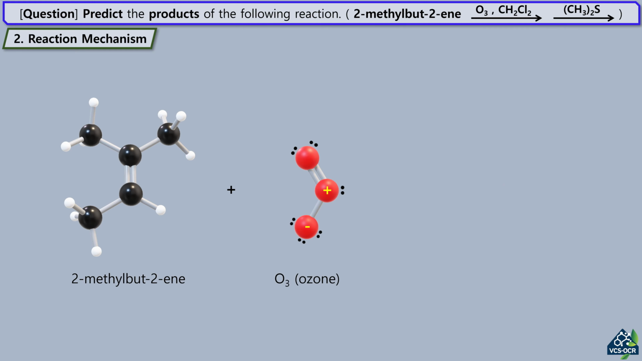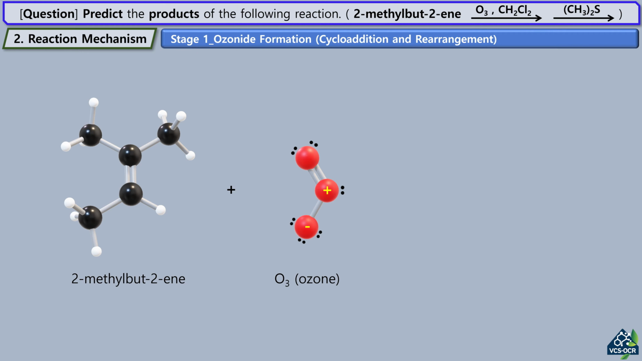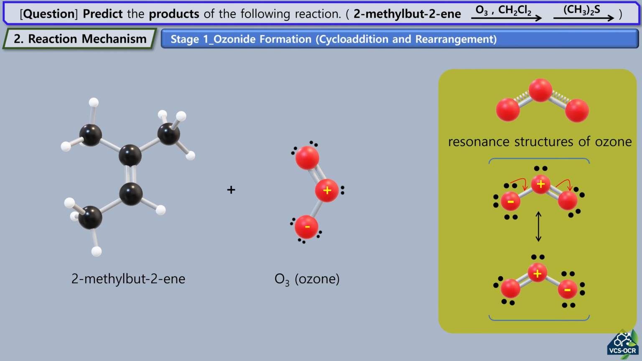We typically divide the ozonolysis sequence, a classic example of oxidative cleavage, into two conceptual stages: ozonide formation and workup. Stage 1. Ozonide formation, cycloaddition, and rearrangement. The reaction begins with ozone, a potent electrophile, reacting with the alkene.